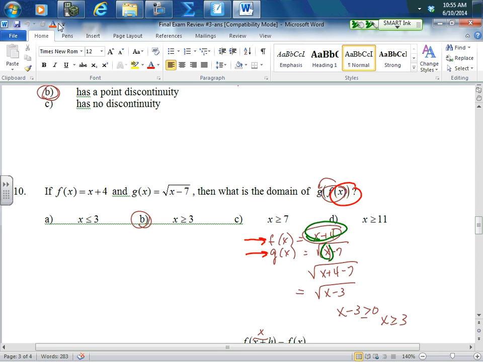And you came out, we had to find the domain. So we came out with this function. And we said, second part of it, find the domain for that. One of your restrictions is under a radical, it cannot be negative. So we set it greater than or equal to 0. I can't have a negative underneath there.